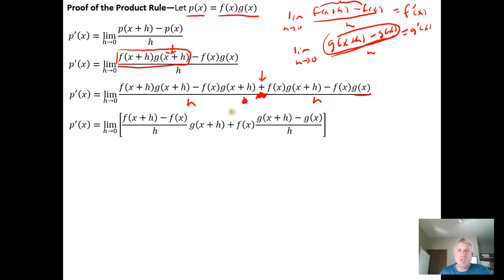We've taken this addition, we've separated into two separate fractions, each of which has to be over h. And for each of those two fractions, we factor off the common factor. So g of x plus h gets factored off of the first set, and the f of x plus h gets factored off of the second set. So it's just an algebraic manipulation of the previous line, but this right here starts to look like the derivative of f, and this right here starts to look like the derivative of g.